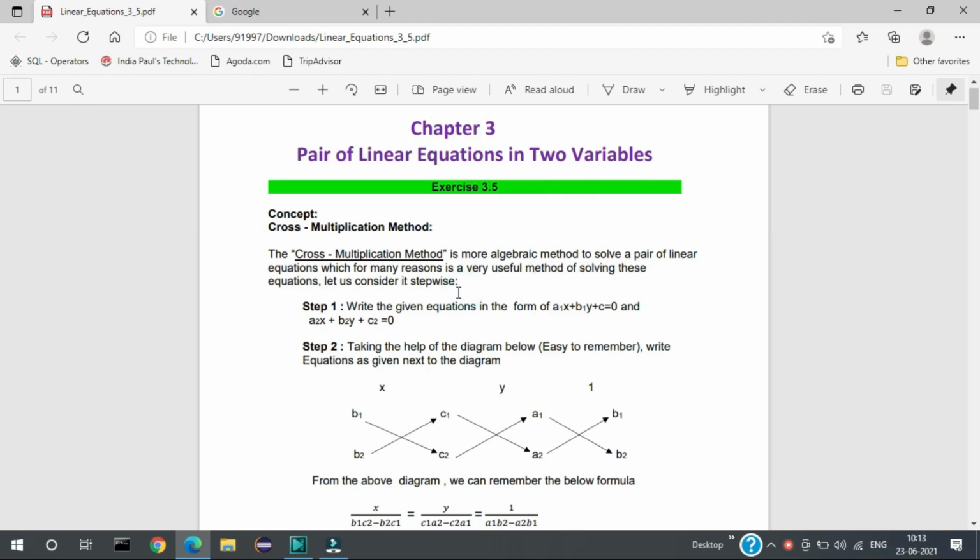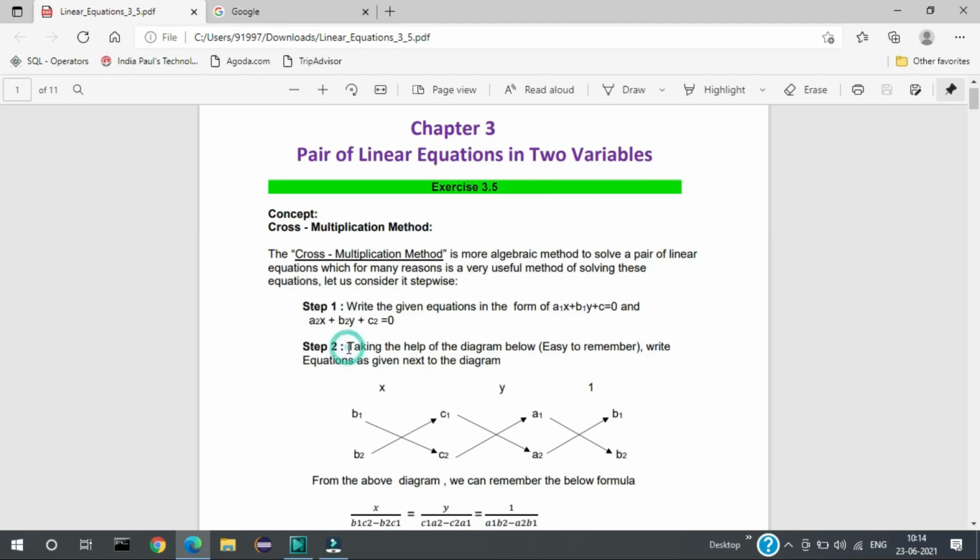Let us consider it stepwise. Cross multiplication method is a more algebraic method to solve a pair of linear equations. So stepwise we are going to see now. Step 1, write the given equations in the form of a1x plus b1y plus c1 equals to 0 and a2x plus b2y plus c2 equals to 0.